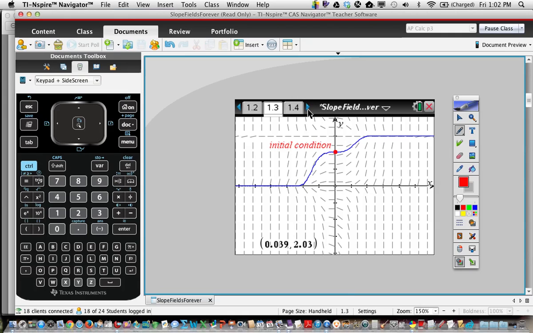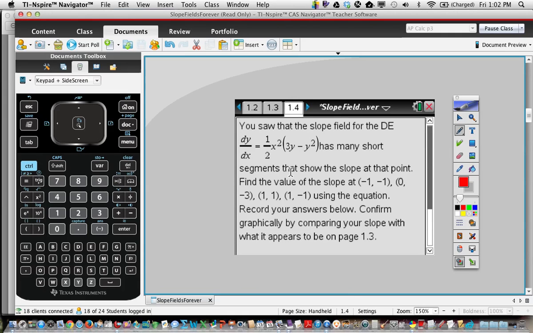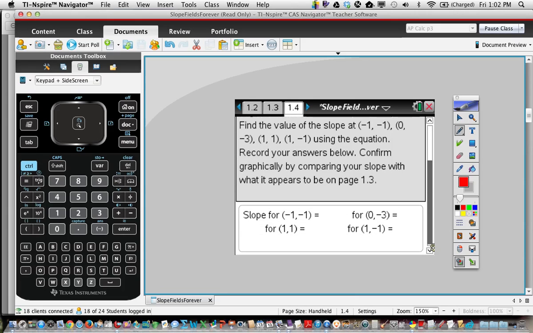Then the next page, you go over to 1.4 and it says, here's this slope field, which has many short segments. Find the value of the slope at these points, and it gives you 4 different points. Down at the bottom of this page, it gives you a place to type them in. Now, I don't care if you do or not. I want you to write them on your paper for sure. So questions 2, 3, and 4 are on here.